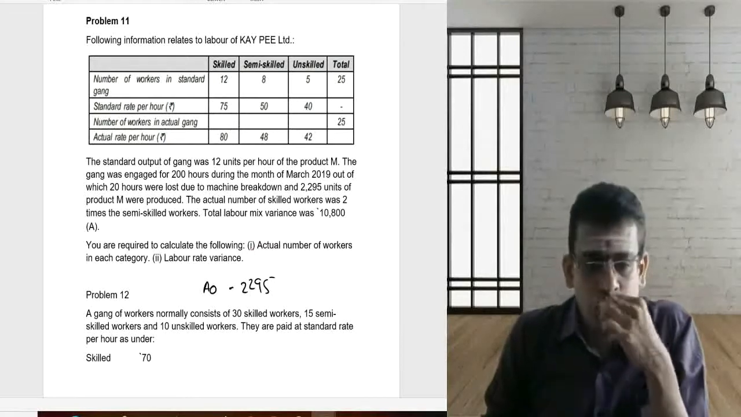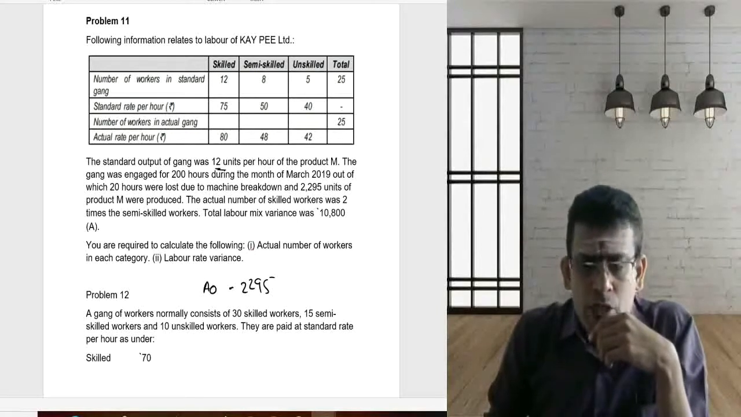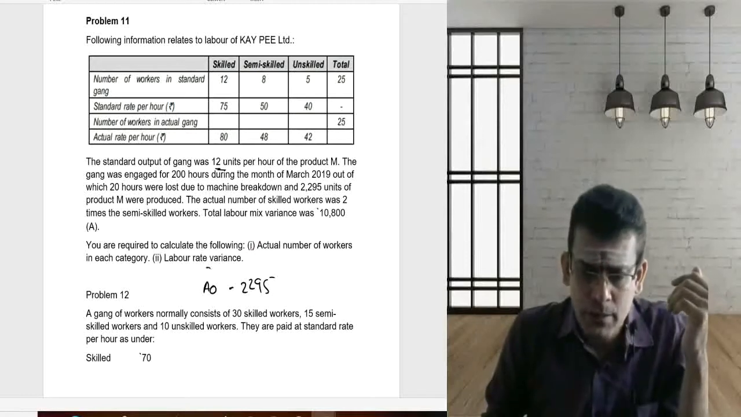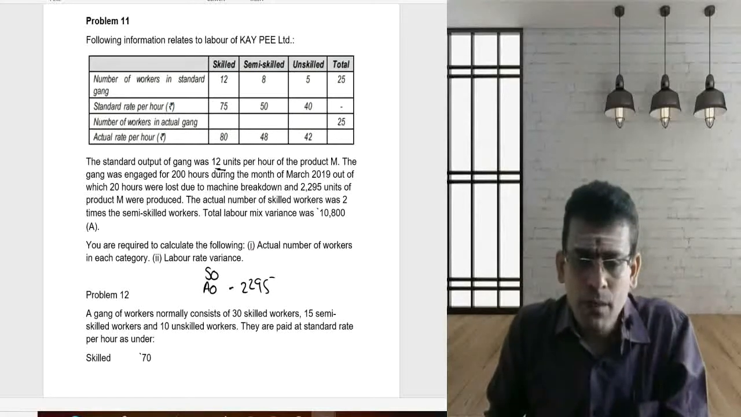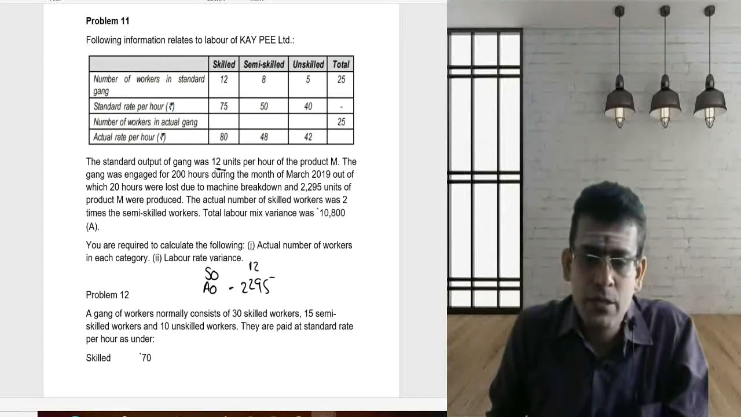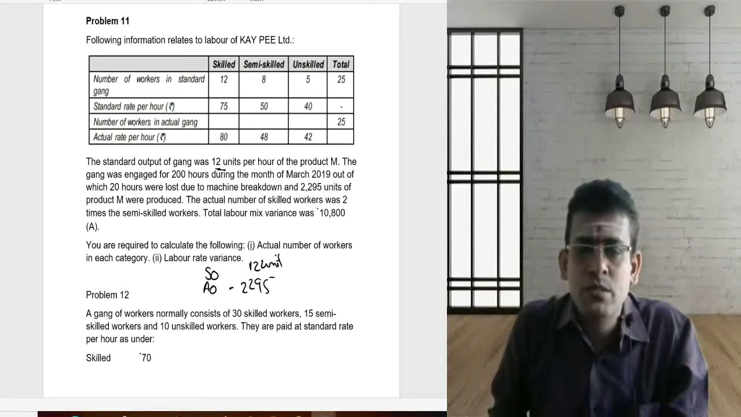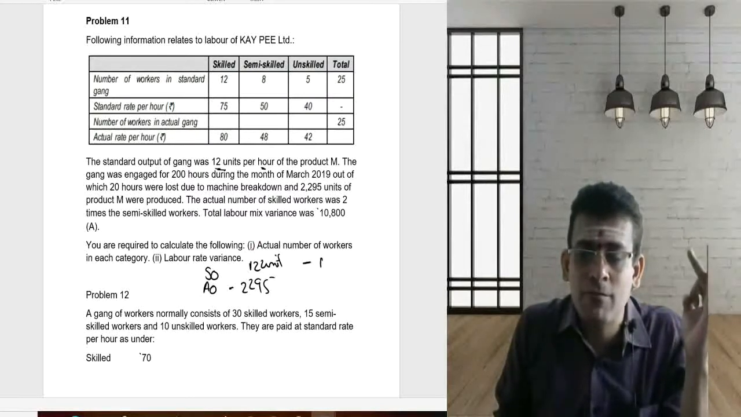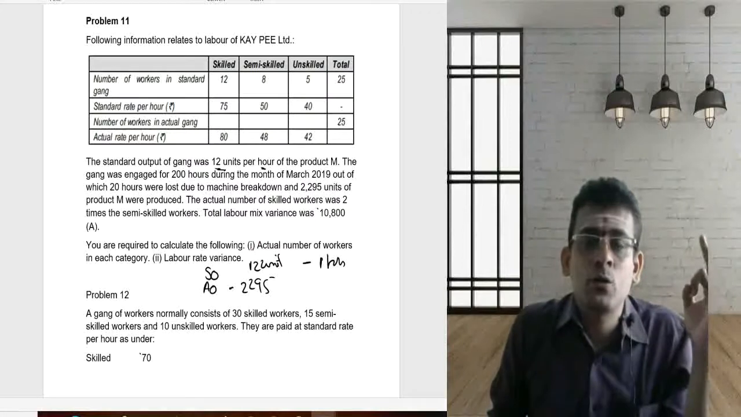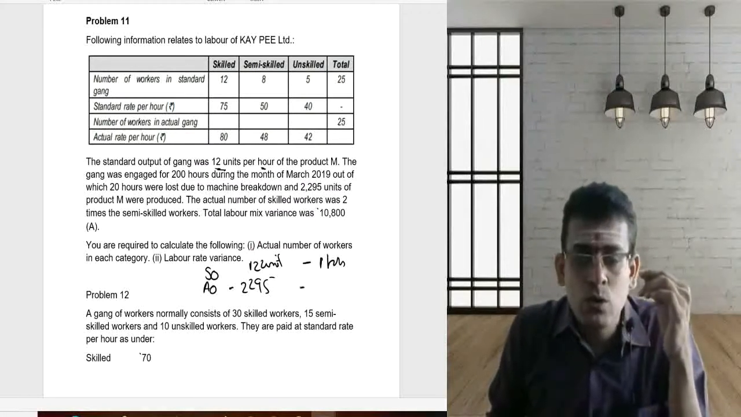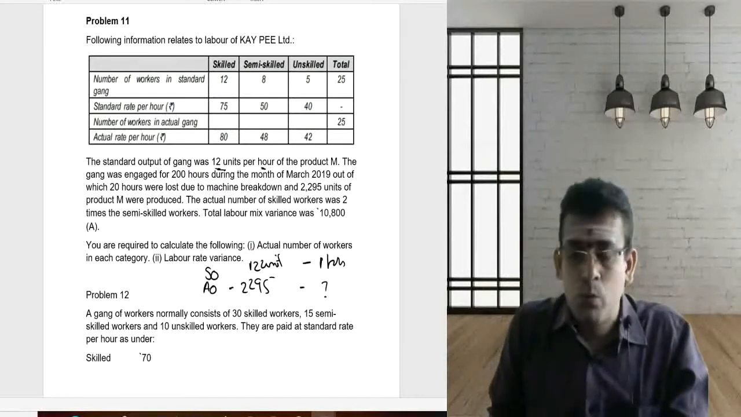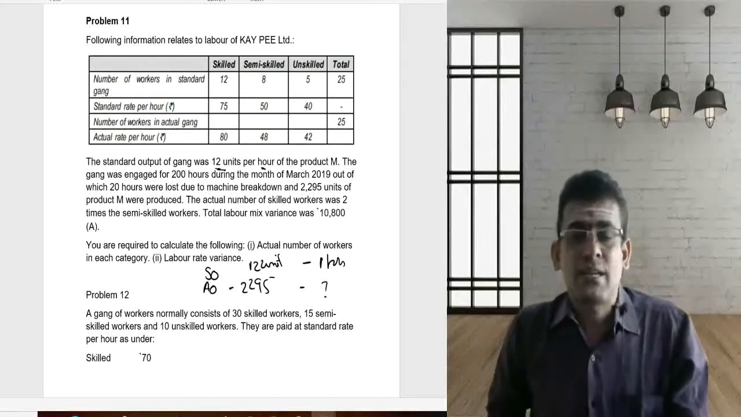Actual output is 2,295. Now with this information and this information, can't I find out standard hours for actual output? So here, what is your standard output? 12 units. To produce this standard output, how many hours do you need to put? You need to put 1 hour. So in 1 hour, you should produce 12 units. 2,295 is in how many hours? That means what I will do, 2,295 into 1 divided by 12, we will be getting the corresponding hours, standard hours for actual output.